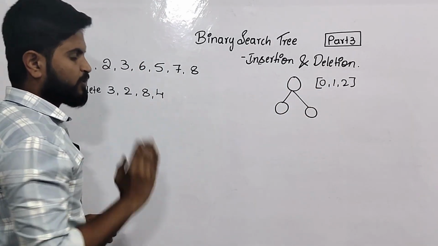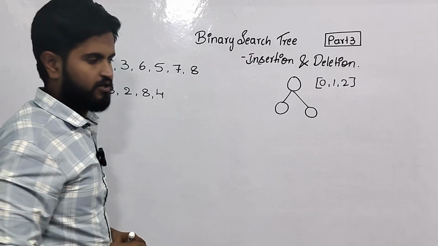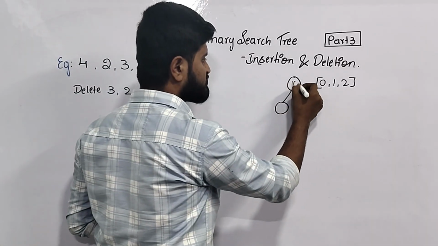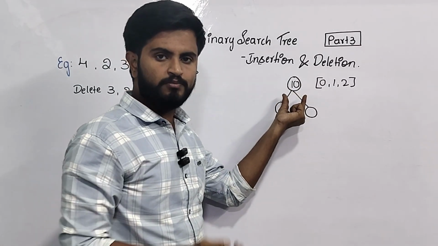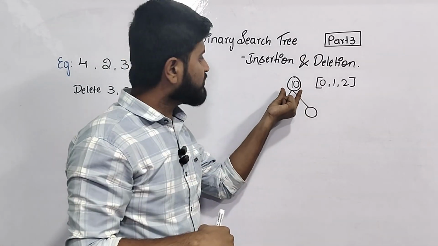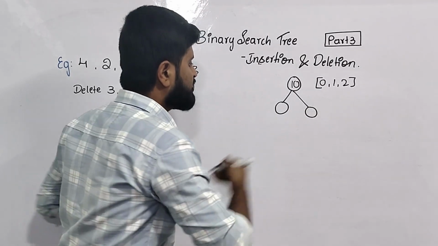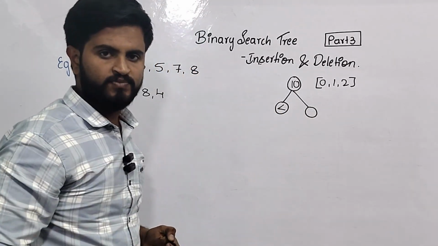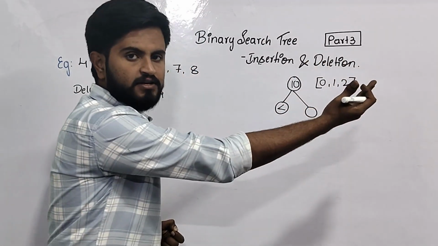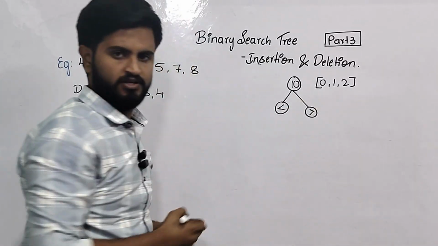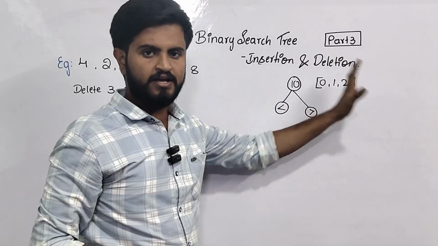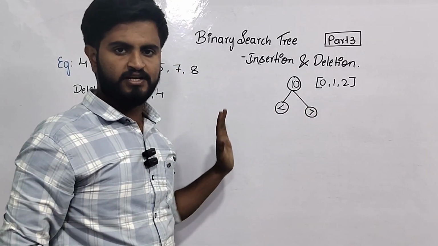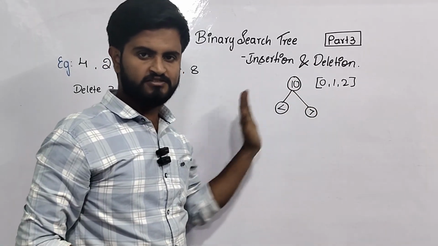Now, how to solve the problem while inserting a value. For example, I will take this node value as 10. Whatever values you newly insert, if the value is less than 10, you will go to the left subtree. If the value is greater than 10, you will go to the right subtree. That is, more means right, less means left.